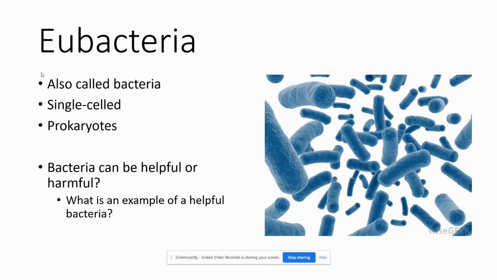The next group would be Eubacteria. This is also sometimes just called bacteria. It is also single-celled, and it is also a prokaryote, which means that it does not have a nucleus. So bacteria can be helpful or it can be harmful. I know we all know what harmful bacteria would be, but what is an example of a helpful bacteria? Well, one example of helpful bacteria would be the bacteria that lives in our stomachs and the bacteria that we consume when we eat things like yogurt.